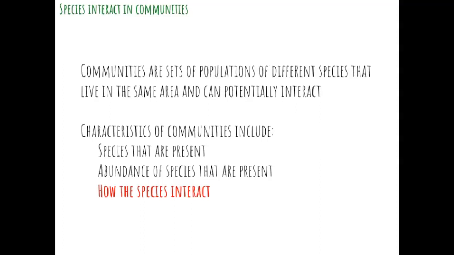So let's start by reviewing what a community is. A community is a group of populations of different species that live in the same area and can potentially interact with one another. So in this case, we could say that it's the community of birds and insects and bacteria and other microbes and things that live in your backyard.